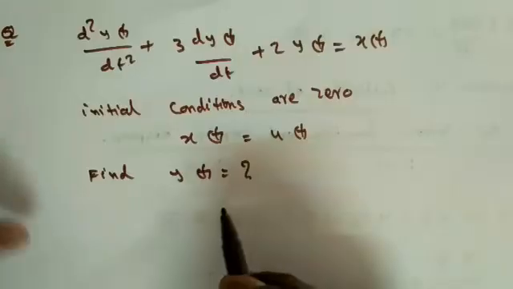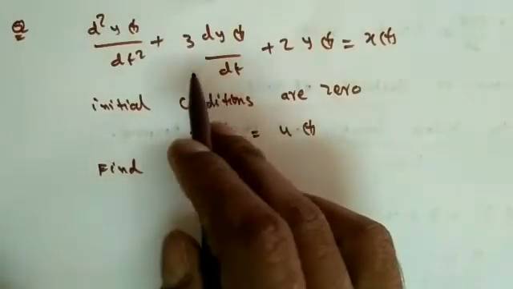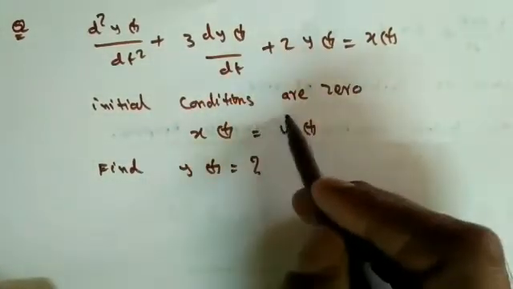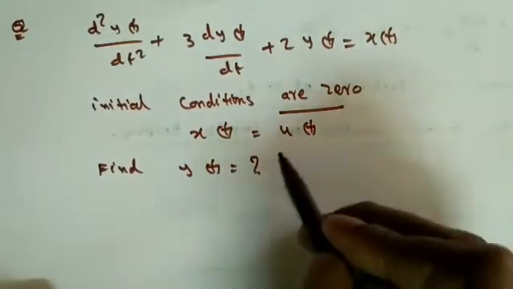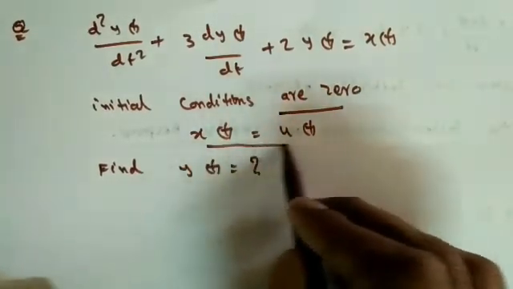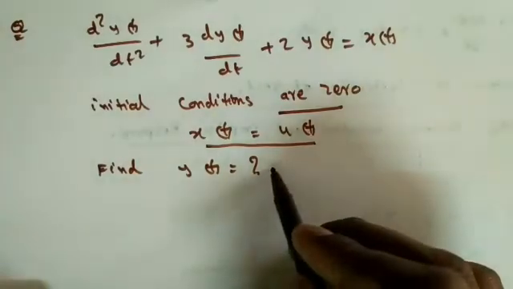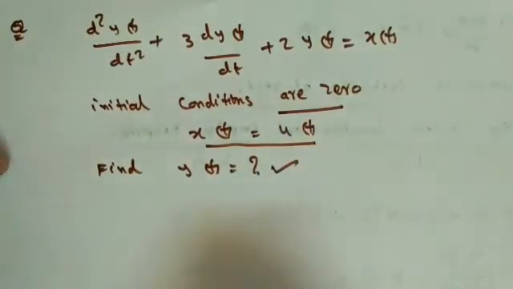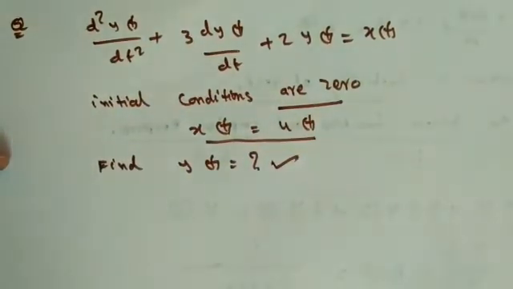Now we'll solve this question. This question is the same as the previous one. The differential equation is the same and the initial conditions are also the same. If they give x of t as u of t, now we need to find the output response y of t.